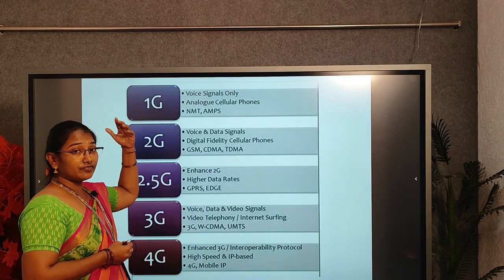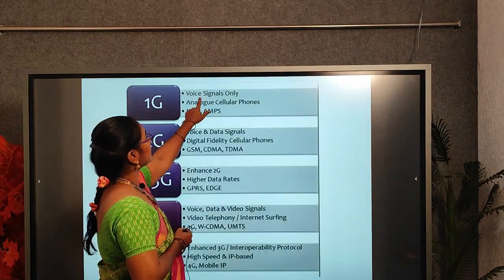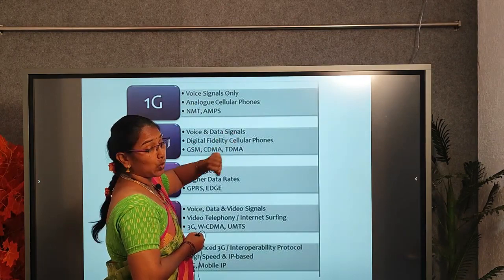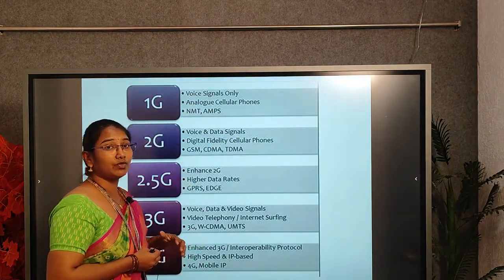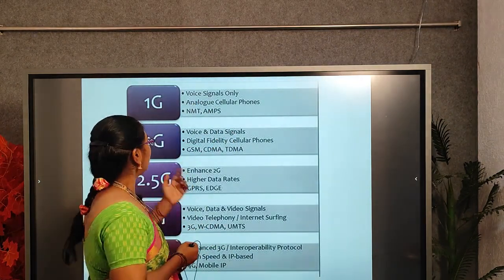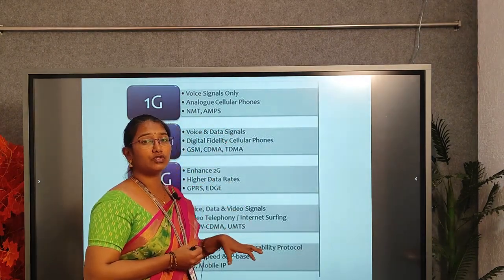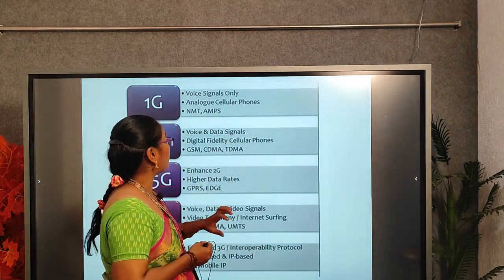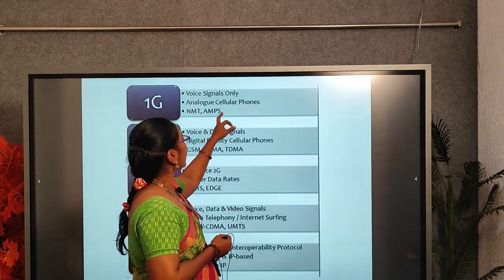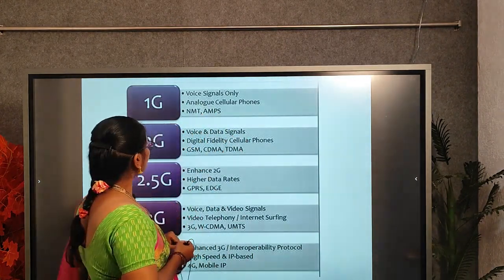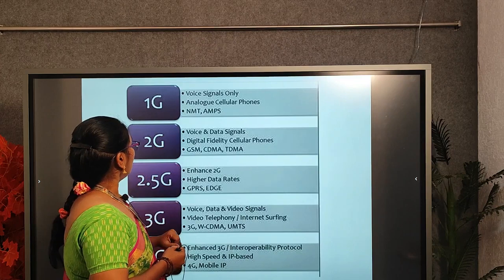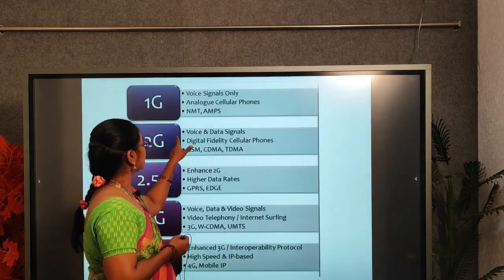First one, in the first one what we are having is voice signals only. Okay, and analog cellular phones. All the cellular phones are analog in nature. Okay, analog phones only, and NMT and AMPS are the first generation cellular mobile systems. Next, 2G.